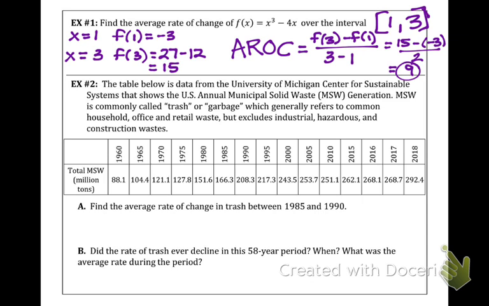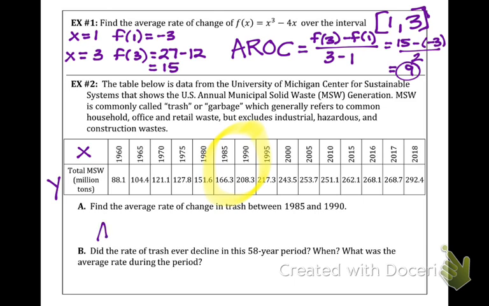Here we have a table from the University of Michigan Center for Sustainable Systems showing us solid waste mass in tons, right? So garbage from 1960 all the way up to 2018. Part A, we want to find the average rate of change in trash between 1985 and 1990. So we're right here in this chunk. We'll have years be represented by our X. Total waste will be our Y. Can we find the slope of those values?